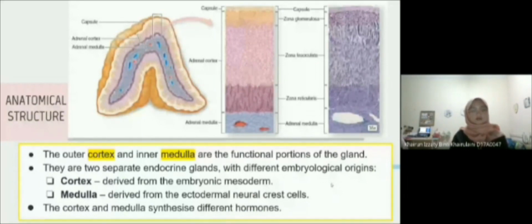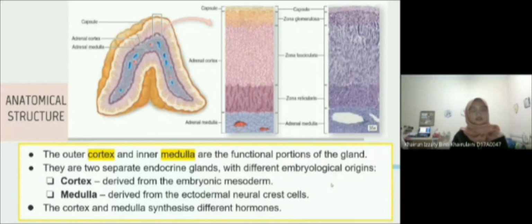Zona fasciculata produces and secretes corticosteroids such as cortisol. It also secretes a small amount of androgens. Zona reticularis produces and secretes androgens such as dehydroepiandrosterone (DHEA). It also secretes small amounts of corticosteroids.